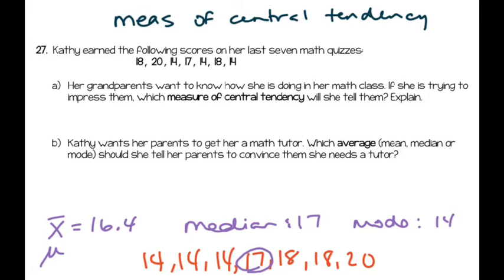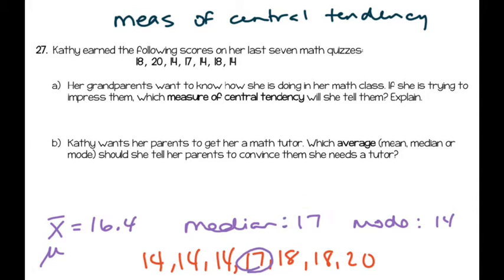They're all different. And so if she is trying to make her grandparents think that she's doing well in math, which one of those will she tell them? So which one makes her look smarter? Which one makes her look better? So hopefully you're thinking, well, if she's trying to make it look good, we want to use the median.